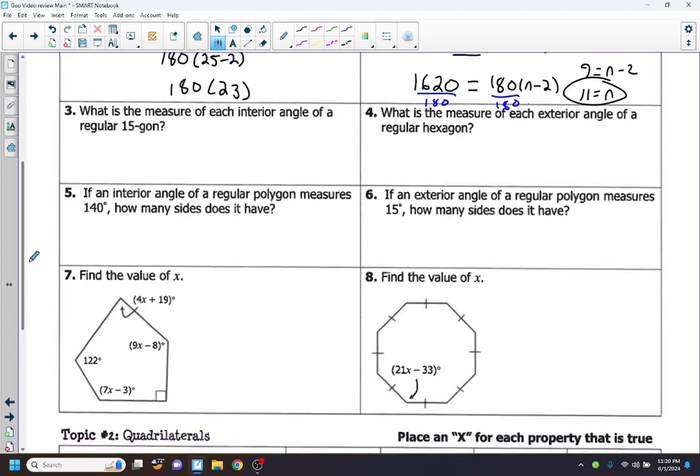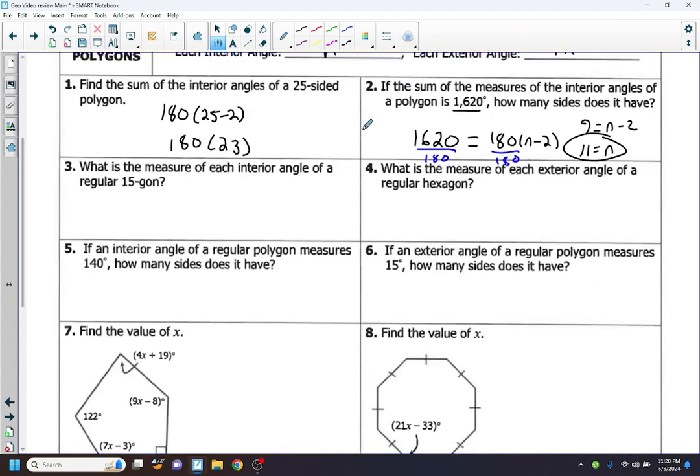All right. What is the measure of each interior angle of a regular pentagon? Remember, regular means all the sides and angles are the same. So in this situation, I'm going to do 180 times 5 minus 2, divided by 5, which simplified is 180 times 3 over 5. That's some number. Use your calculator.